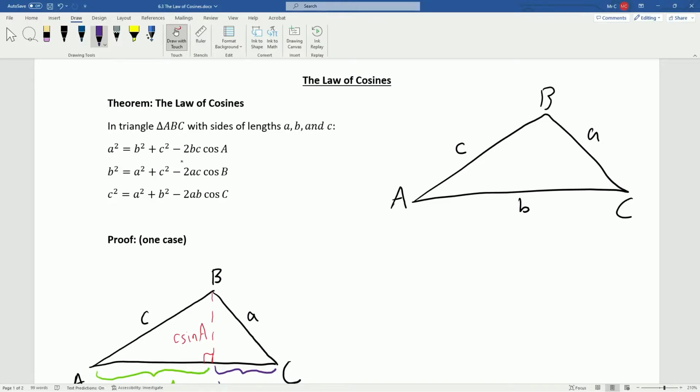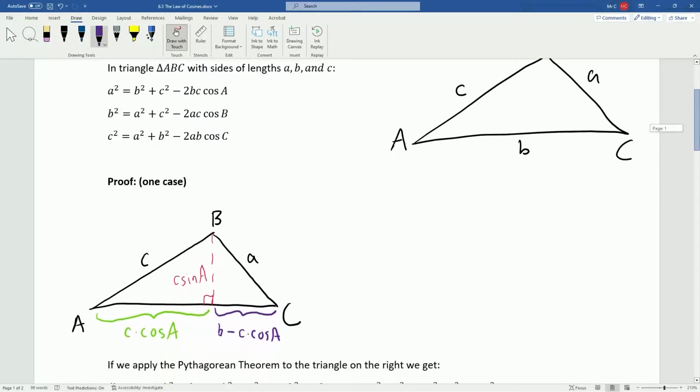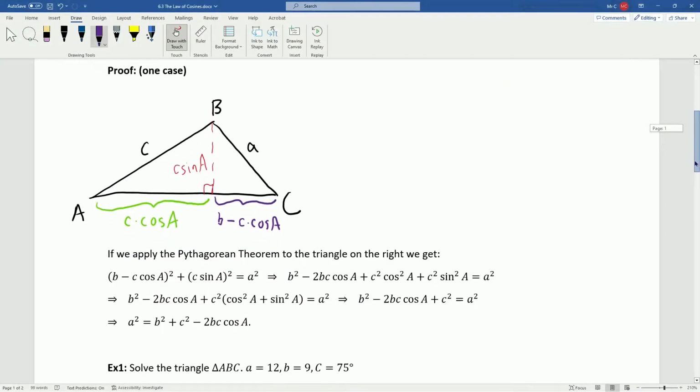Now, let's go ahead and take a look at a proof for the law of cosines. So this is really just one case. We've drawn one version of the types of triangles we can get. We're not going to do all the various iterations of this, so let's just take a look at this one. So here, what we've done is we've taken our triangle ABC, and we've broken it up into 2 right triangles. So we've dropped the perpendicular line from angle B down to this side.